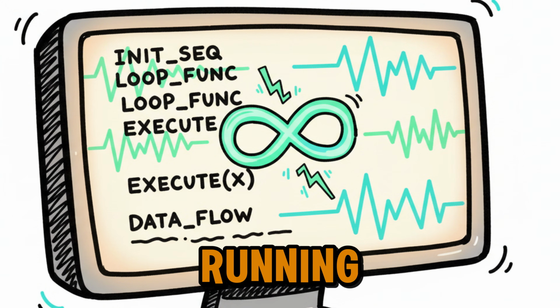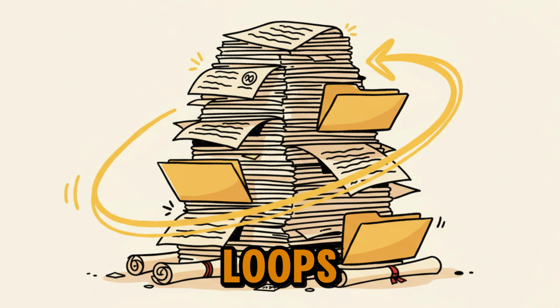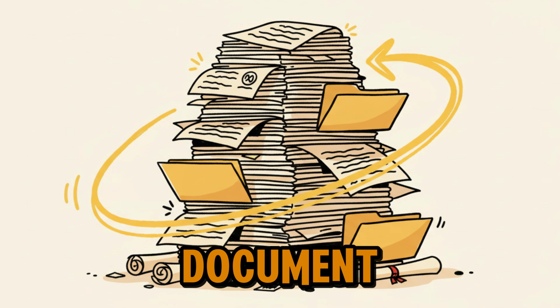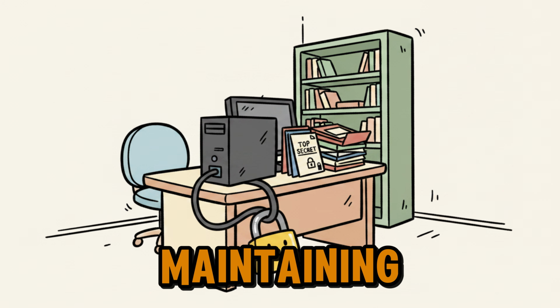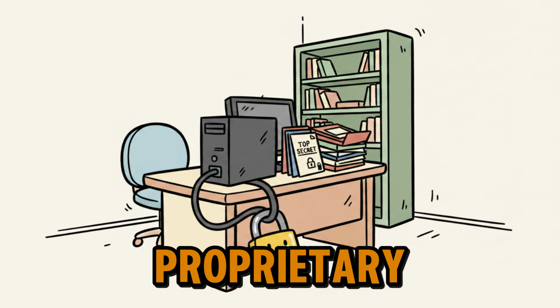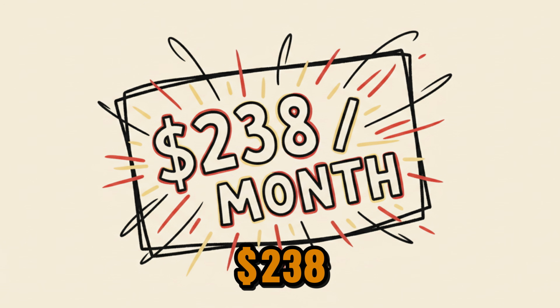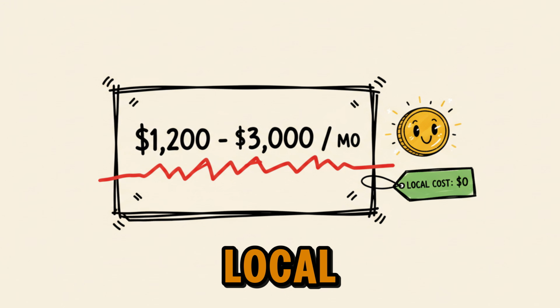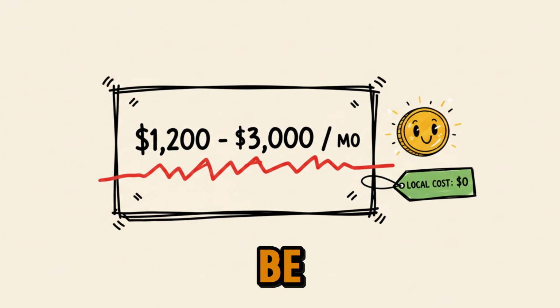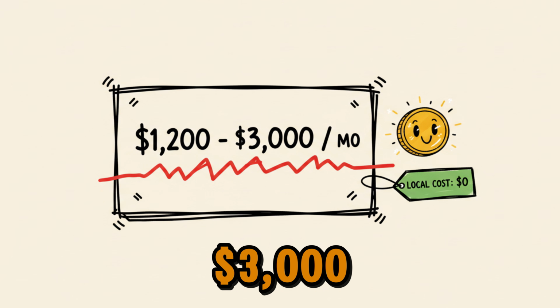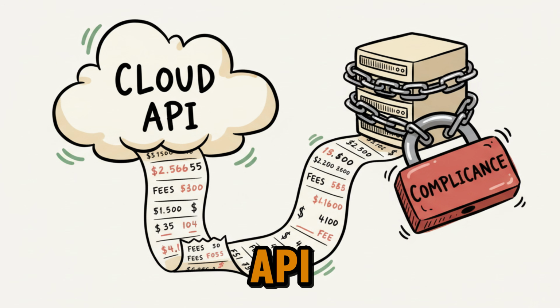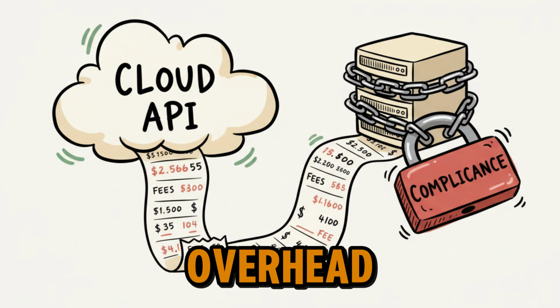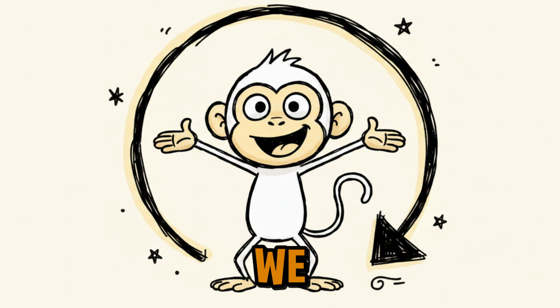If, however, you are running high-frequency continuous code loops, processing million-token legal document archives locally, or maintaining total air-gapped privacy for proprietary trade secrets, that $238 a month local cost replaces what would otherwise be $1,200 to $3,000 in monthly cloud API fees and enterprise compliance overhead. Which brings us back to where we started.